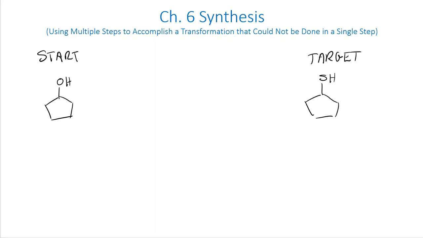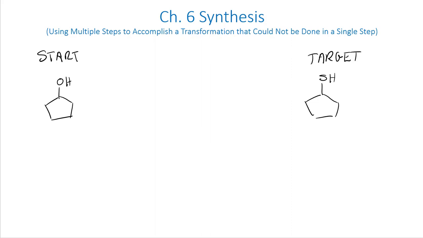Now that we have a couple of different reactions in our repertoire, we can start to talk about the concept of synthesis in organic chemistry. In particular, synthesis is the use of multiple sequential reactions to accomplish a transformation that we can't do in a single step. For example, if we wanted to start with a cyclohexanol and turn that alcohol group into a thiol, that's not something that we can do in a single step. What we can do, though, is think of a series of reactions that we could use to make that happen.